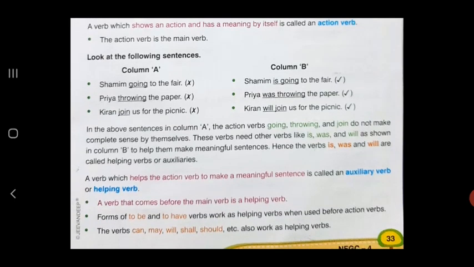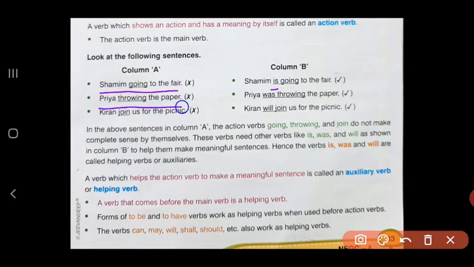Now let us look at the following sentences. Column A: Shamim going to the fair. Does this make sense? Though we have the action verb going, the sentence does not make sense. But when I add the verb is and the sentence becomes Shamim is going to the fair, this sentence makes complete sense. So is is helping the sentence to become complete.